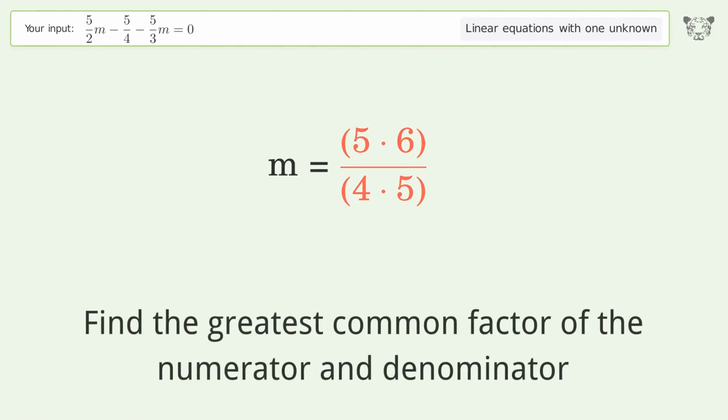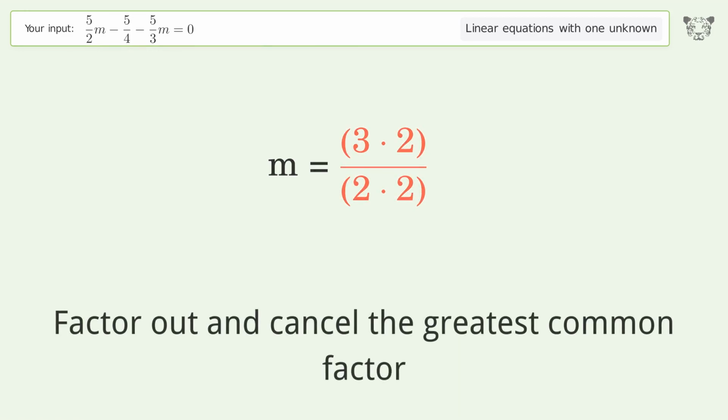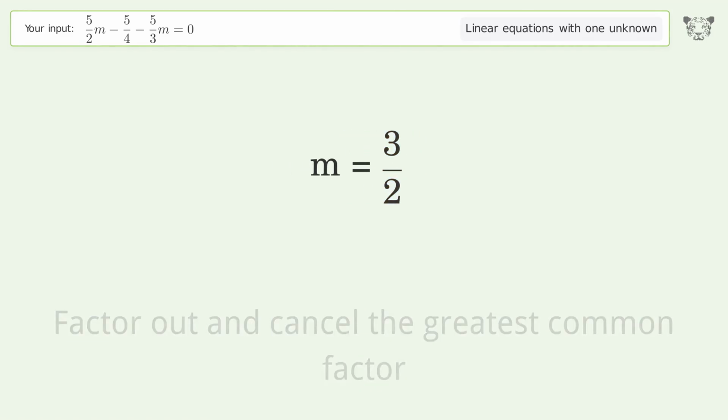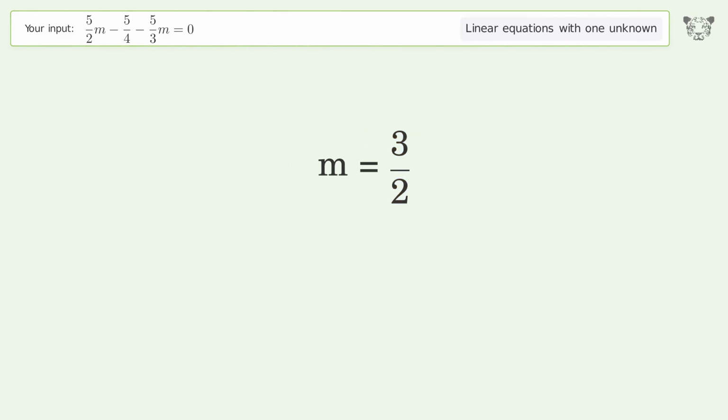Find the greatest common factor of the numerator and denominator. Factor out and cancel the greatest common factor. And so the final result is m equals 3/2.